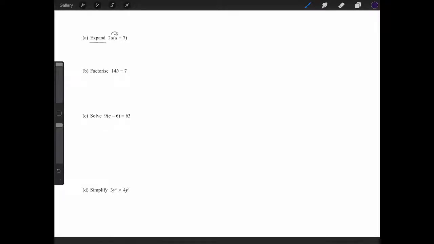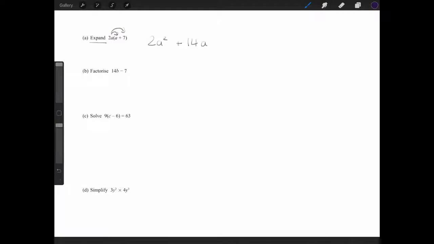So first thing I'm going to do, I'm going to say 2a multiplied by a. 2a times a is 2a squared, and then 2a times 7 is going to be 14a. So that's the first question. That's all we need to do for that one, okay?